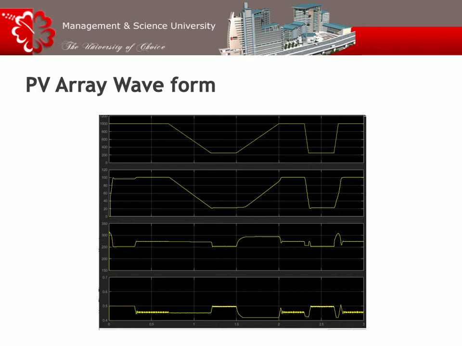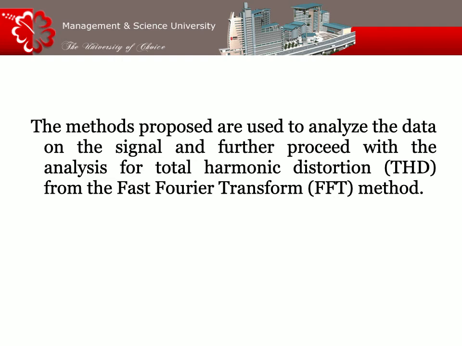So this is the waveform for the PV array. You can see how it looks when we run the PV. The method proposed is used to analyze the data on the signal and further proceed with the analysis of the total harmonic distortion THD from the fast Fourier transform FFT method.